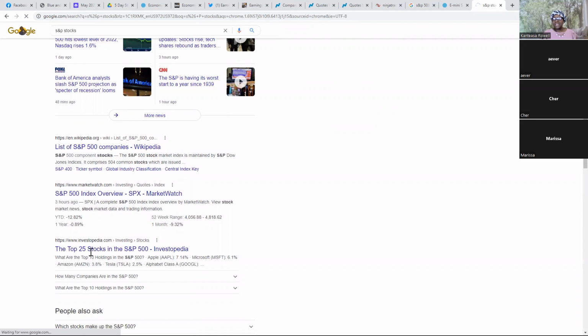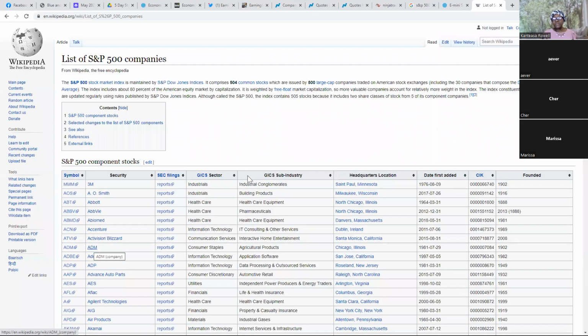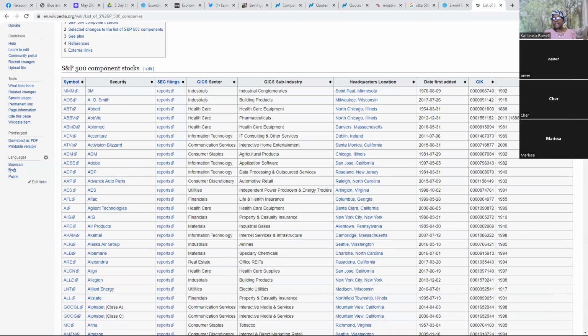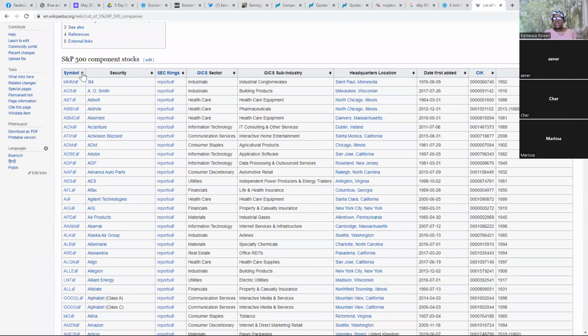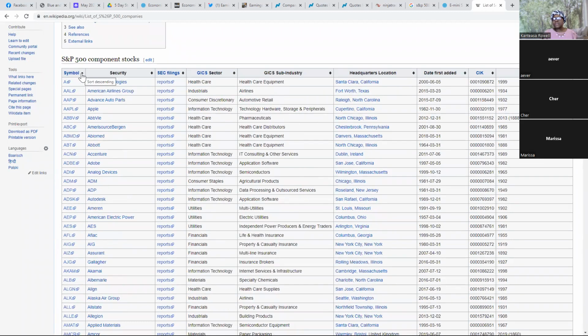It's even on Investopedia, Wikipedia. So even Wikipedia has a list of S&P 500 companies, and the symbols, you can do it in alphabetical order. It tells when they are founded. So it doesn't have to be a specific site that you find them on, but these are the ones for the S&P. Okay, Marissa found hers. Good, good, good.